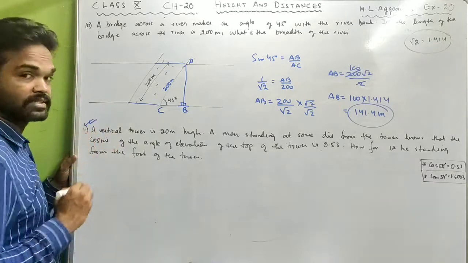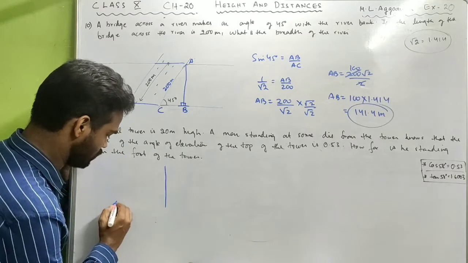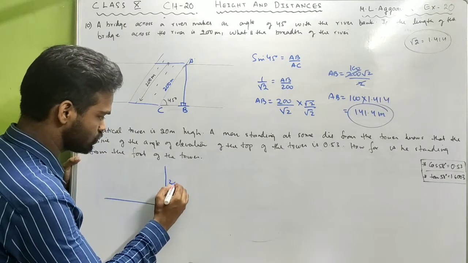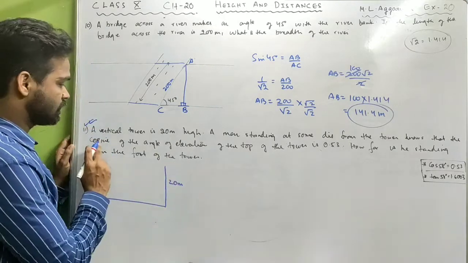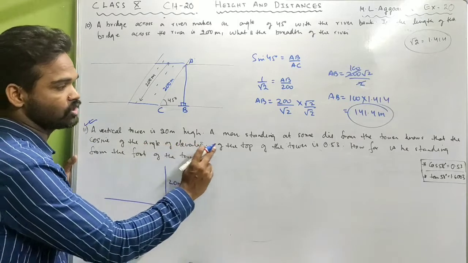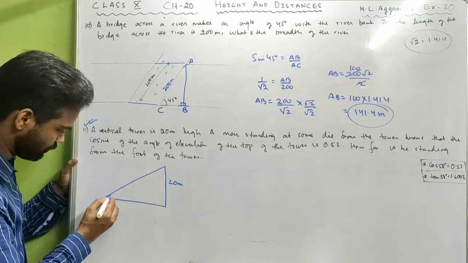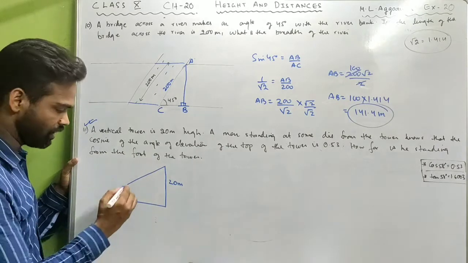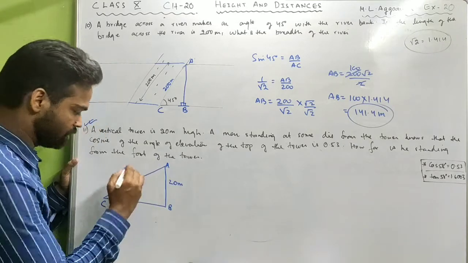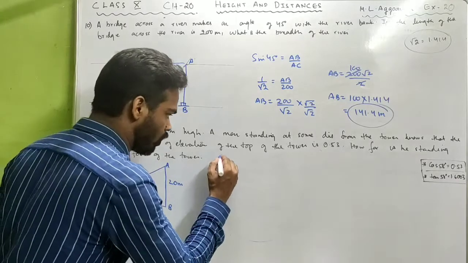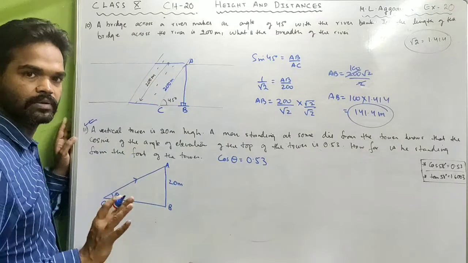Now let us look at this. A vertical tower is 20 meters high. So there's a vertical tower which is 20 meters high. A man standing at some distance from the tower knows that the cosine of the angle of elevation of the top of the tower is 0.53, which means, look carefully, if this is your theta, if the angle of elevation is theta, this is the top of the tower, then the cosine of the angle, which means cos theta, is given as 0.53. Am I clear?